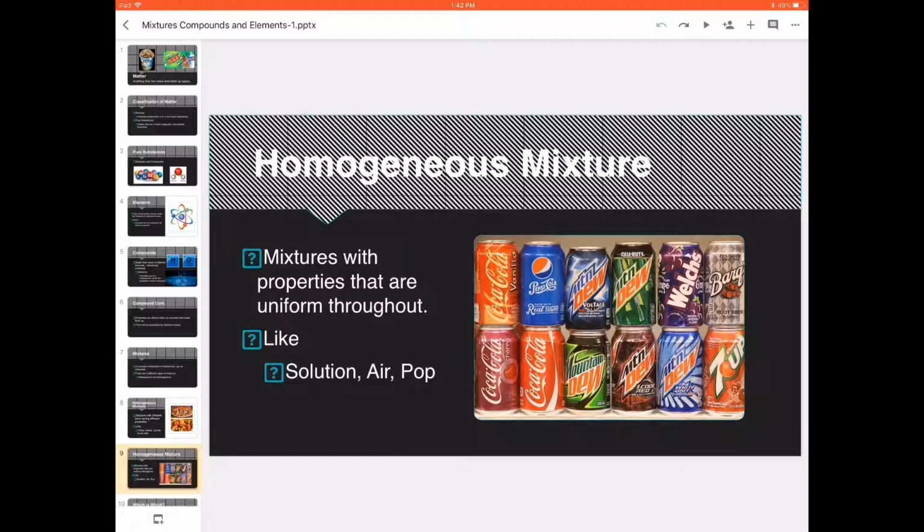Another one is air. You can't tell that you've got carbon dioxide and nitrogen and oxygen bouncing around in your head, on your head, or your body, or in your room, but they're there.